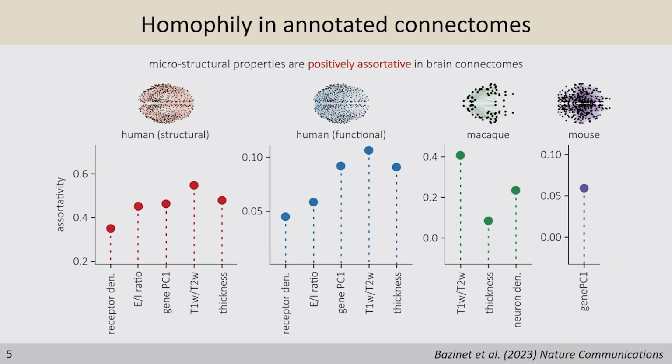So in our work, what we did is we looked at 4 different connectomes from 3 different species, and we looked at a total of 14 different brain annotations on top of these connectomes, and we evaluated this assortativity coefficient. So as you can see here, every single one of our annotations was positively assortative, meaning that they all had homophilic relationships in the brain.